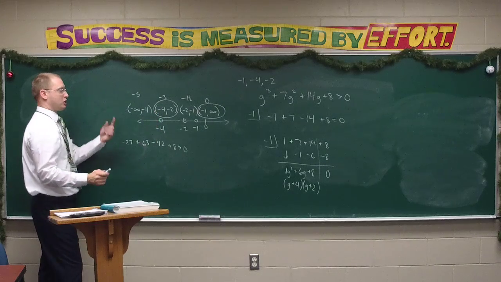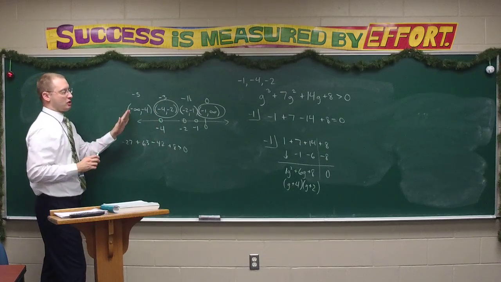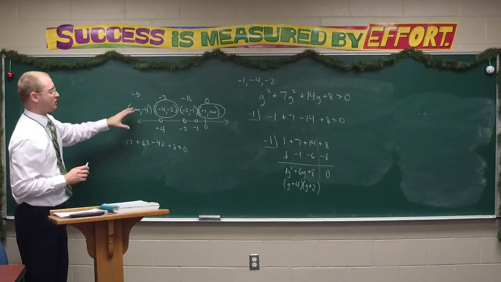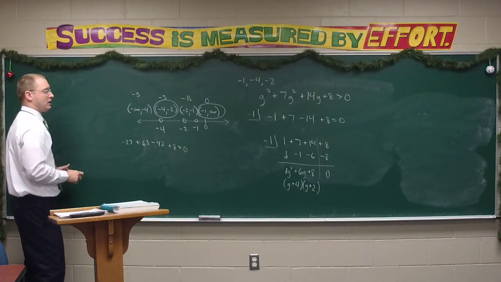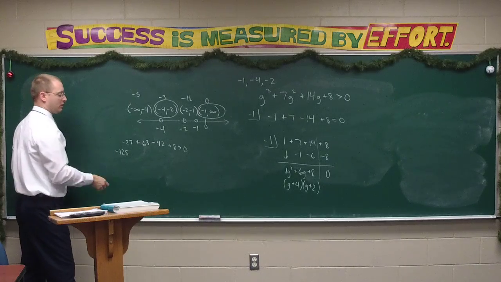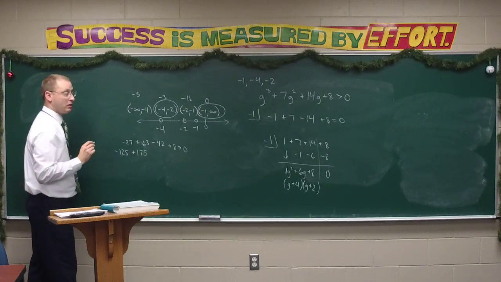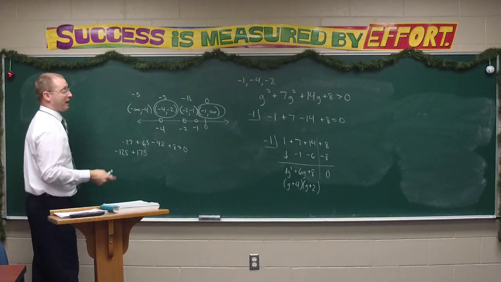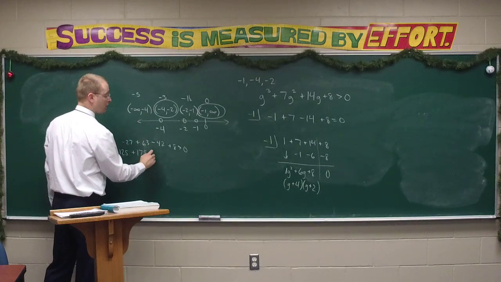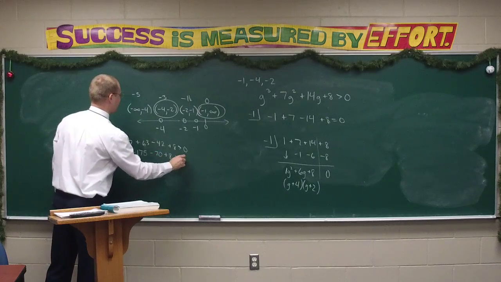So we're going to alternate again. So should I expect this to work? But I'm going to check it just to make sure I didn't get something off. Okay, so let's try the negative 5 real quick. Negative 5 cubed. All right, square times 7. Multiply by positive 14. And then add 8. And is it bigger than 0?